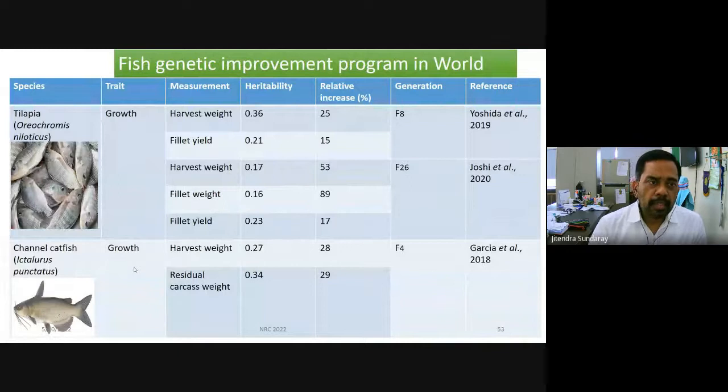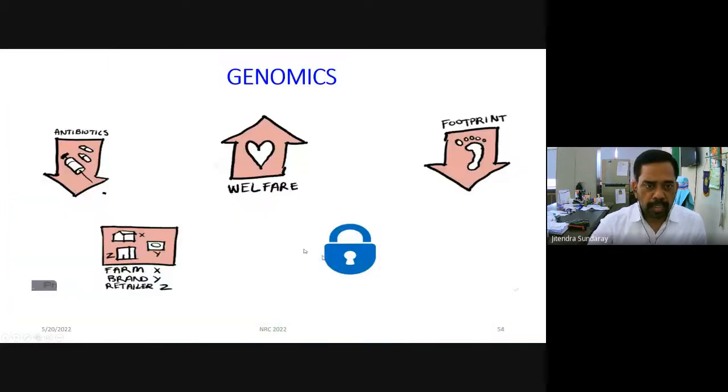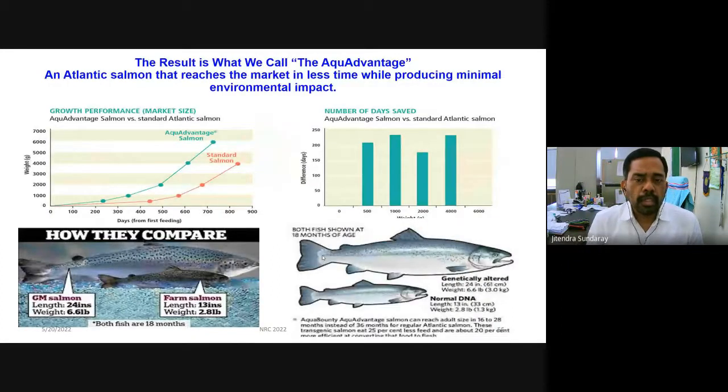Again, tilapia, just look into growth, and the channel catfish also growth. If you see the relative increase around growth is around 25% in case of harvest weight, and in case of channel catfish, growth is almost around 28% increase actually. So coming back to genomics actually, look into this particular image.